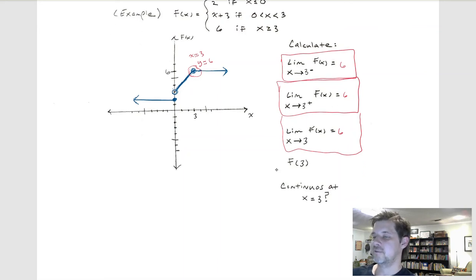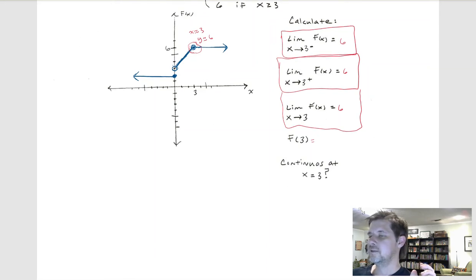What about f of 3? What about the function value? Well, real quick, what do we expect it to be? Because look, is it continuous at 3? Yeah, I mean, it's in one piece. For sure, that graph is continuous and solid and in one piece at 3. Yes. So what would you expect this to be even if you couldn't see the graph?